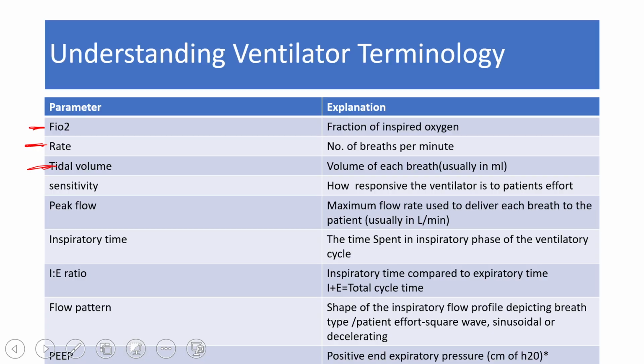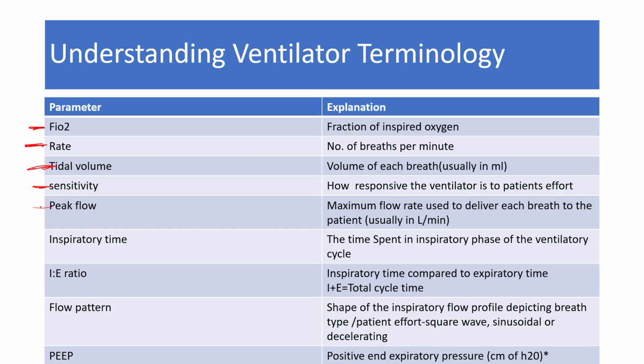Now the next important terminology is the sensitivity. Sensitivity or trigger sensitivity, one of the phase variables, is how the ventilator responds to the patient effort, so patient demand. If you keep the sensitivity very low, the machine may trigger the respiration even though it was not the patient effort. So you have to keep the sensitivity ideally at minus 2 centimeter of pressure in pressure trigger, and flow sensitivity of 4 to 5 liters, so that the ventilator responds to the patient effort. We'll discuss that in phase variables.